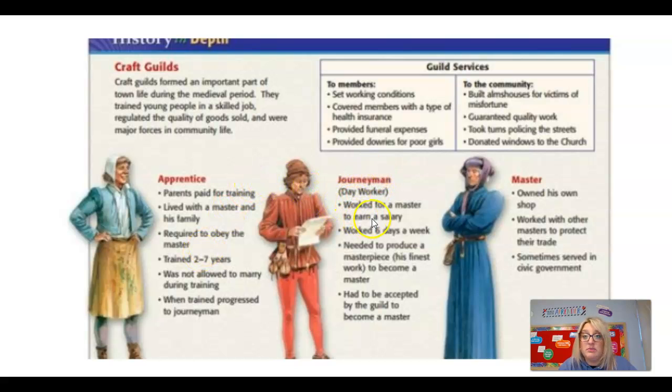Then you would become a journeyman or a day worker, and that's when you would work 6 days a week at that skill. And then you could move up to a master, who would own the shop and would work with other masters to protect their trade and would basically be the journeyman's boss. But you can go ahead and read this more on your own if you want. It also tells you what the guild services provide for members, and what they also provide to the community.